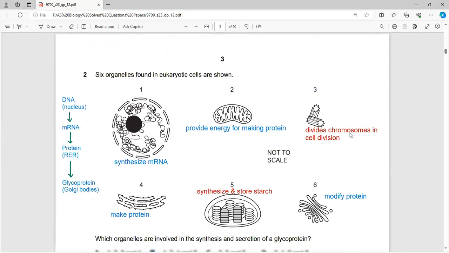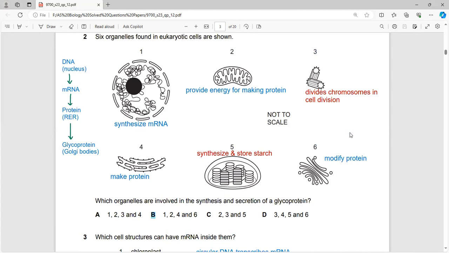So the next question is regarding cellular organelles. There are 6 organelles found in the eukaryotic cell, shown there. Number 1 is the nucleus, and the function of the nucleus is to synthesize messenger RNA. Number 2 is mitochondria, and this is the powerhouse of the cell. It provides energy for making protein. Number 3 is centrioles, and their function is to divide chromosomes during cell division.